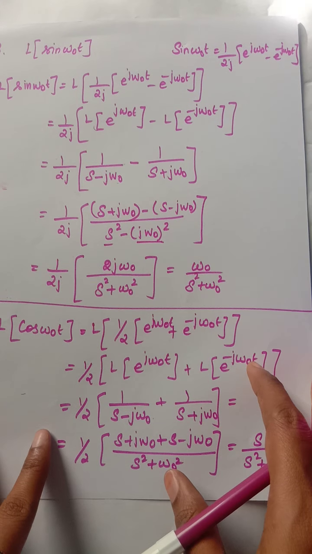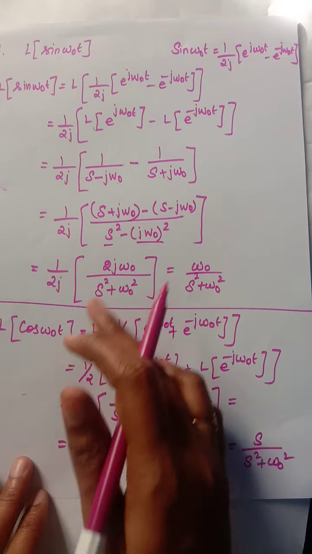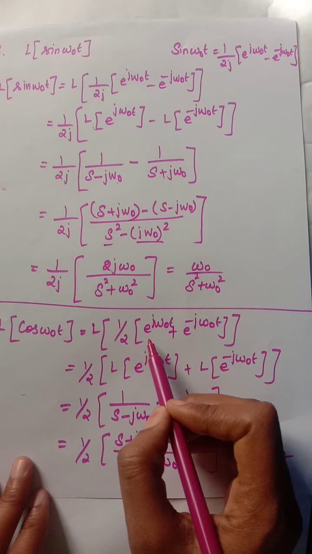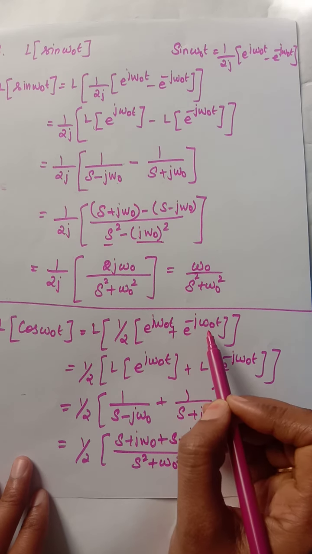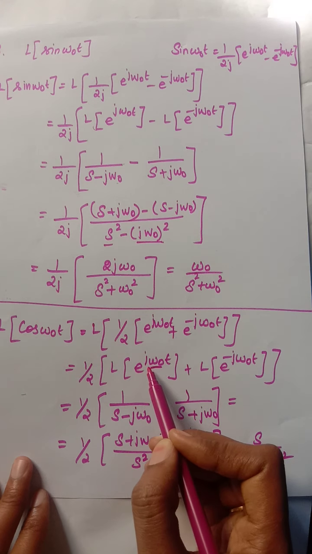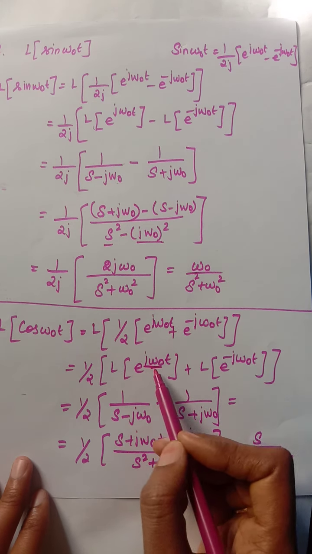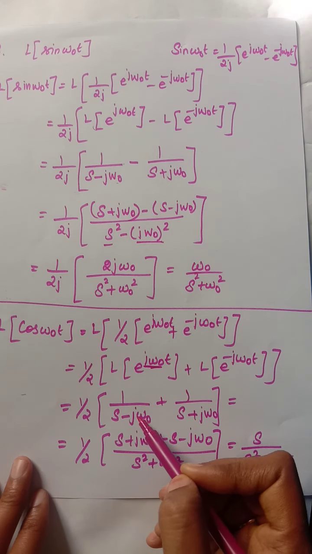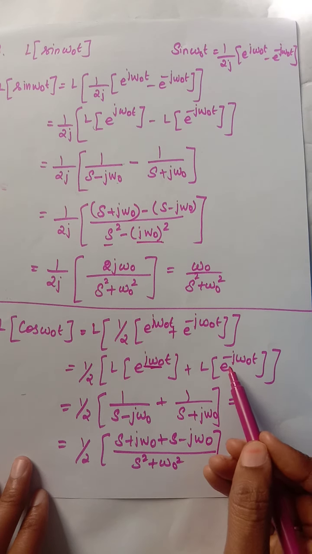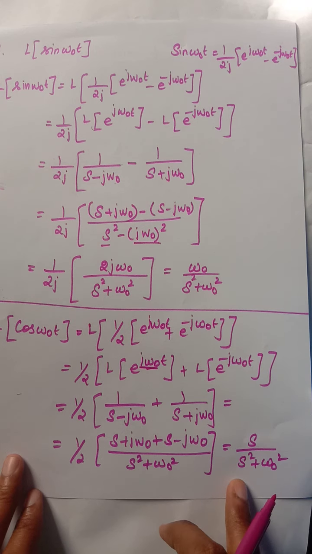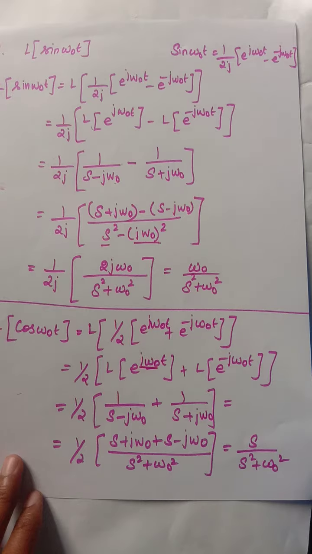Okay, next, similarly we are going to apply for cos omega naught. The formula of cos omega naught t is 1 by 2 into e power j omega naught t plus e power minus j omega naught t. You know that for e power at, here I am having a as j omega naught, so s minus j omega naught, and here I am having minus j omega naught, so s plus j omega naught. Again simplifying, we will get this answer, s by s square plus omega naught square.